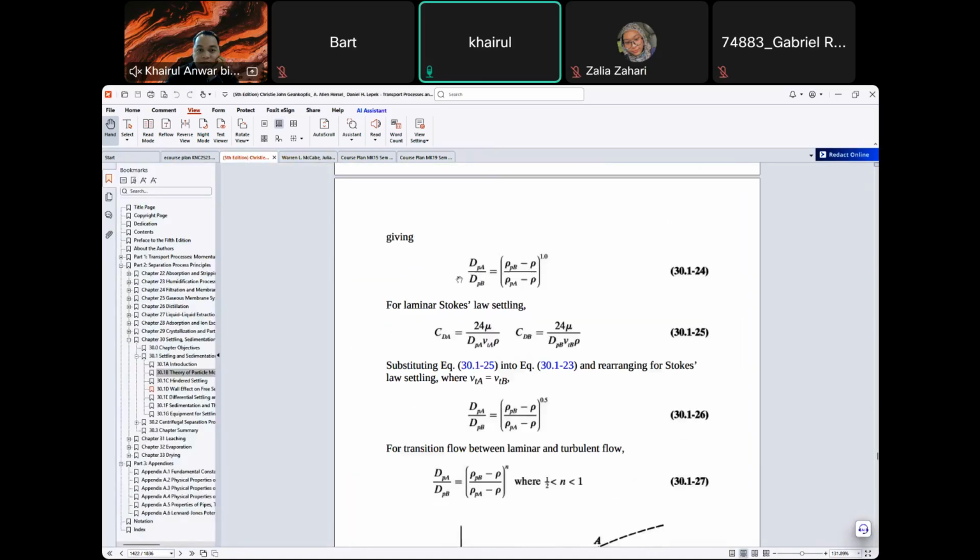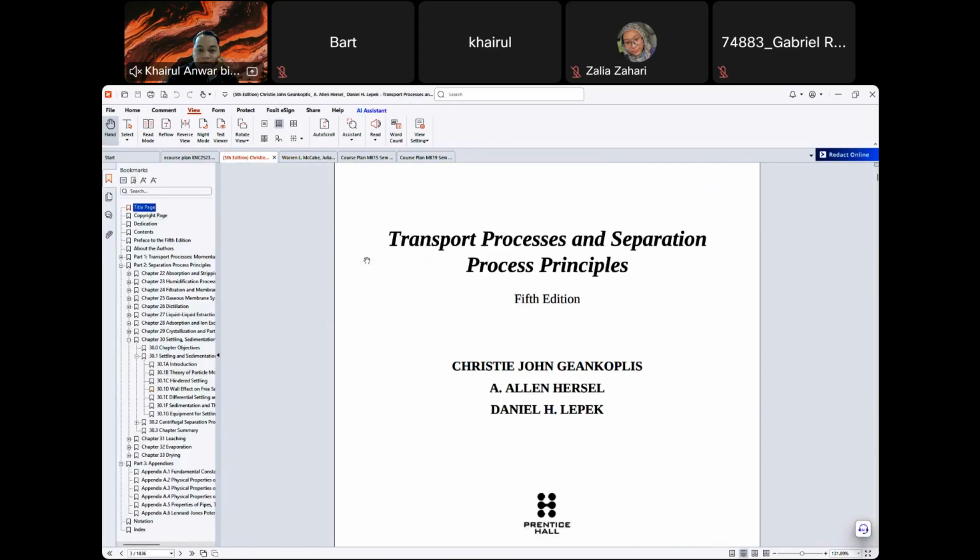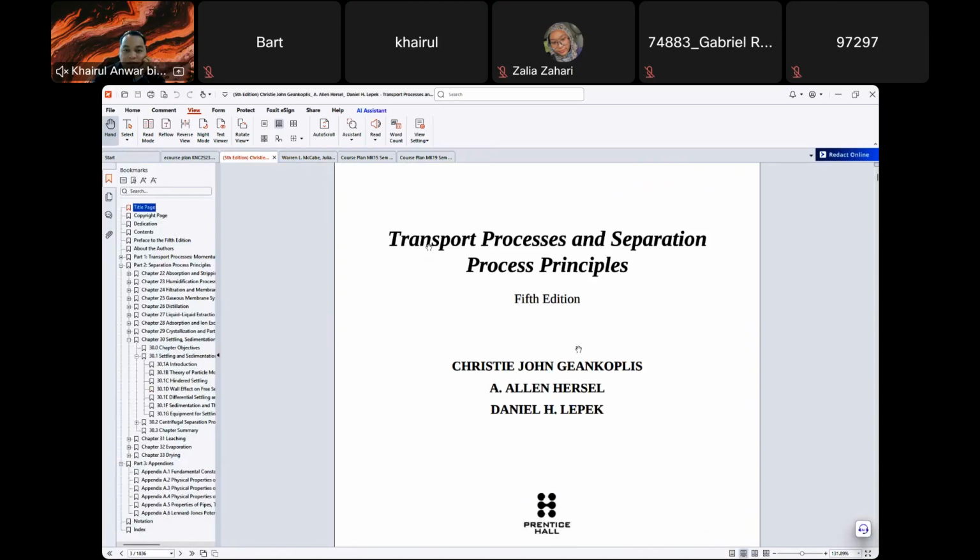Another book is this. Okay. This stage is part of the process and separation process. So I'm going to prepare the slide, and it's based on these two books.